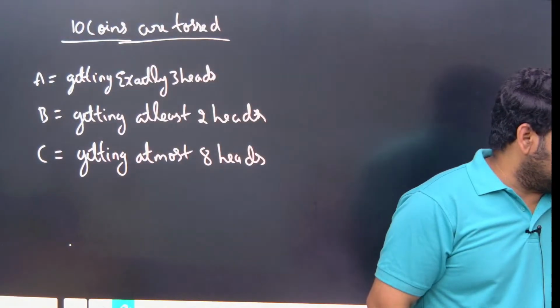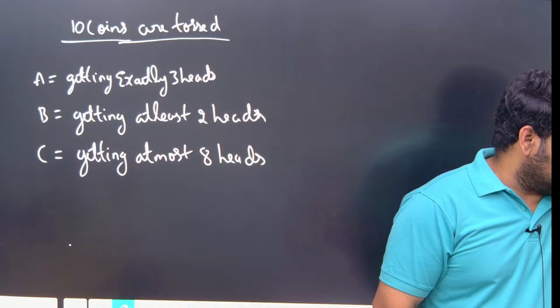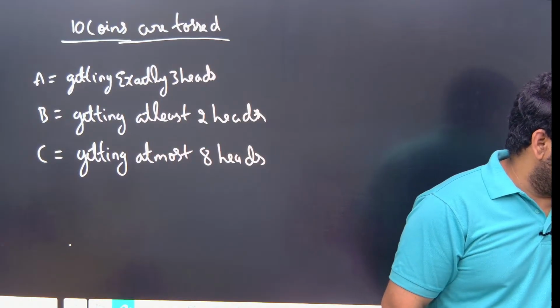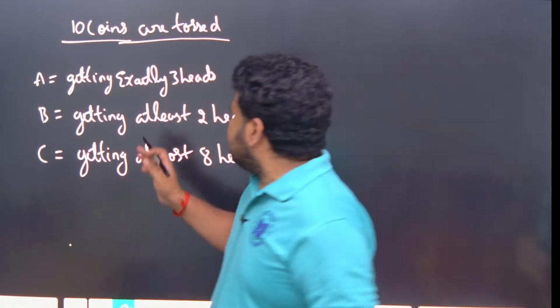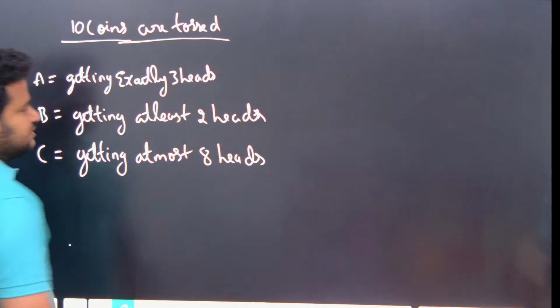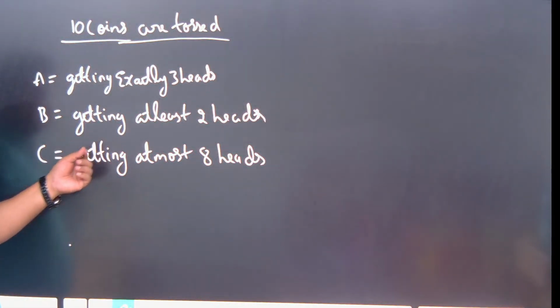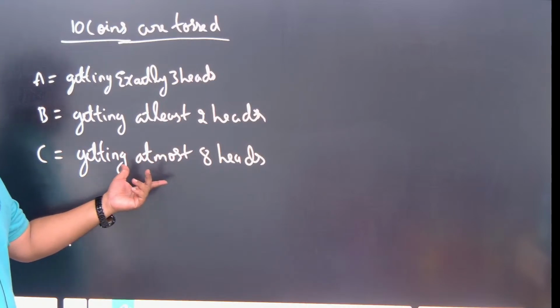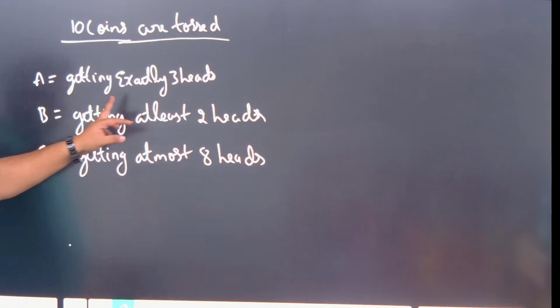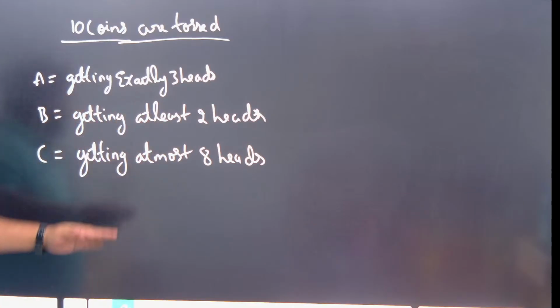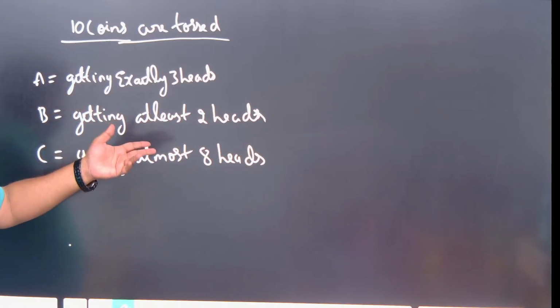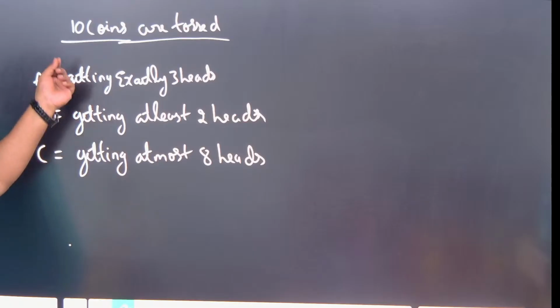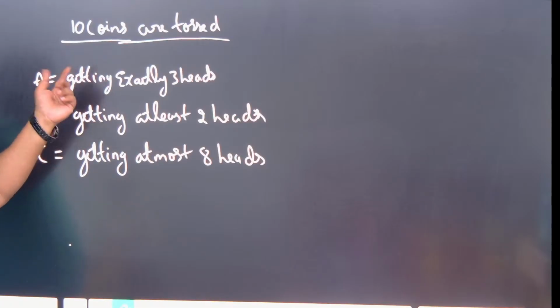Now in this question, it is audible, fine. First thing they are asking: exactly 3 heads. Next, at least 2 heads. Next, getting at most 8 heads. When we are talking about exactly 3 heads, whatever it may be, the denominator is the sample space. Sample space here is, for 10 coins, 2 power 10.